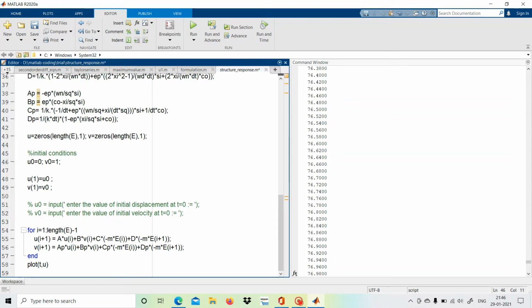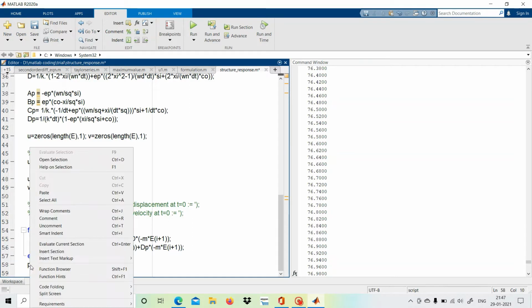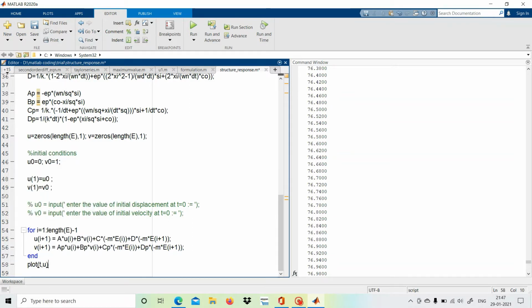Similarly, again and again the loop will run and we will get all the data, and it would get stored here in the empty matrices we made, u and v. So those data would get stored and we can plot the response of both. We can give the data v.